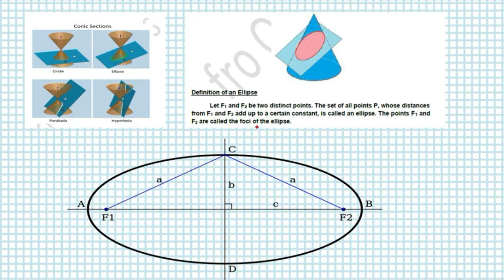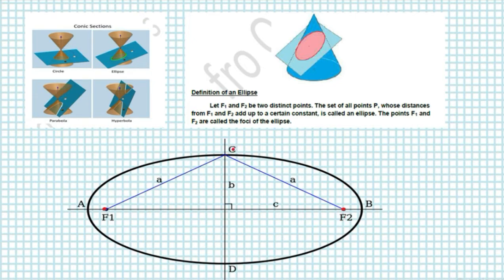So, sabi dito, let F1 and F2 be two distinct points. So, we have here F1 and F2. The set of all points P whose distances from F1 and F2 add up to a certain constant is called an ellipse. So, sabi dito, from any point from the ellipse, pag kinuha mo yung distance from F1 to F2 is constant lang.